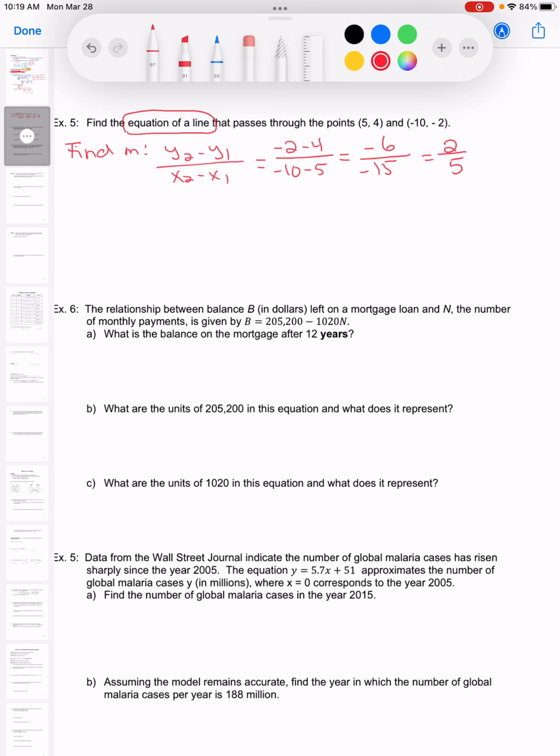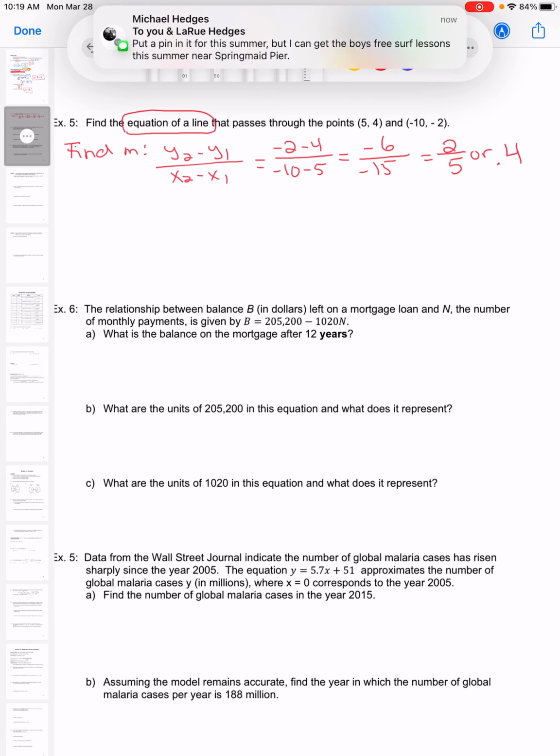We always want to write our slope as most reduced fraction. And this is a nice decimal, so you also could write it as 0.4. You really could do either one because 2/5 comes out directly to 0.4. It doesn't have any awful repeating, so either one of those would be fine.